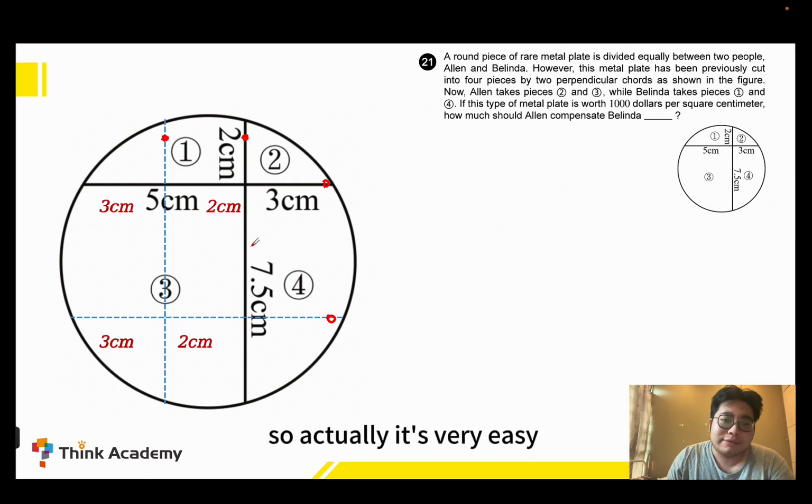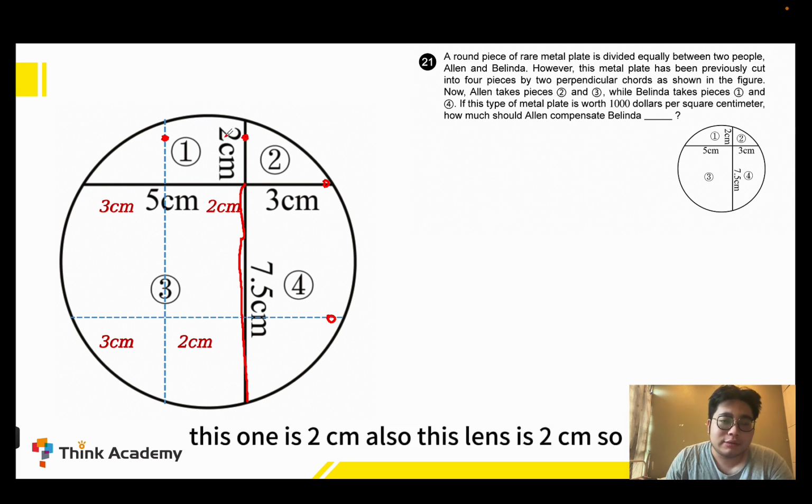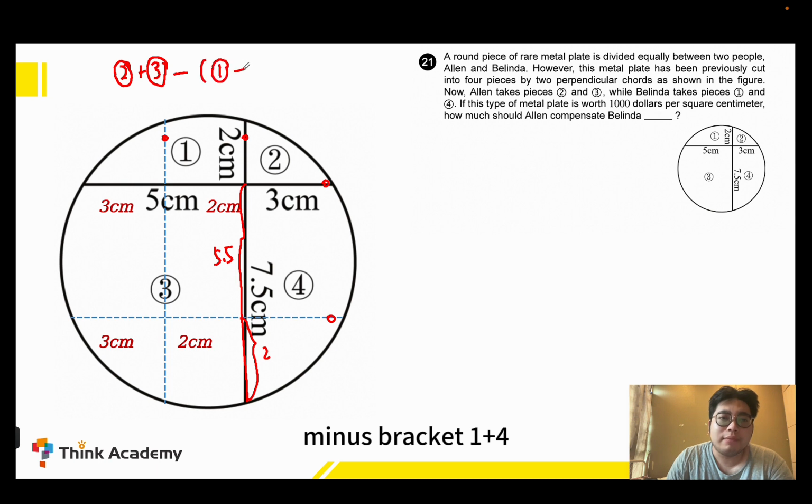So actually it's very easy to help us calculate what this length is. This length is 7.5. Because of the symmetry, this one is 2 centimeter, and also this length is 2 centimeter. So the length between these lines will become 7.5 minus 2 equals 5.5. Okay, so now remember what we are calculating: 2 plus 3 minus bracket 1 plus 4, right?